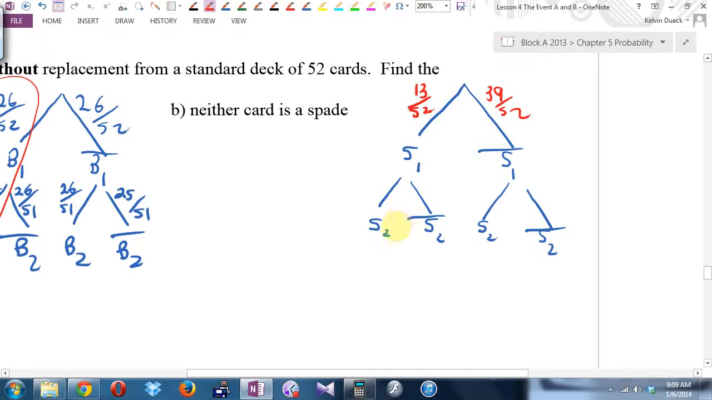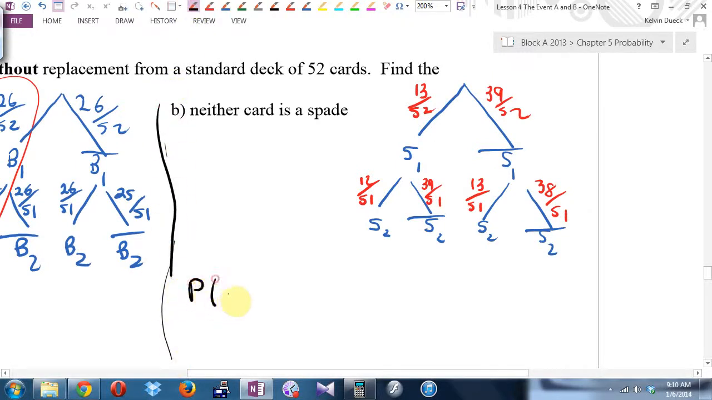Now, down the left-hand branch, we picked a spade. So how many spades are left in the deck? Hello? 12 out of 51 cards left in the deck. How many non-spades are left in the deck? 39 out of 51. Now down this branch, we didn't get a spade. Okay, so how many spades? 13 out of 51 and 38 out of 51. There's my tree. What's this question asking me to find? Well, it wants the probability of not a spade followed by not a spade. See the branch? Sean, what times what?